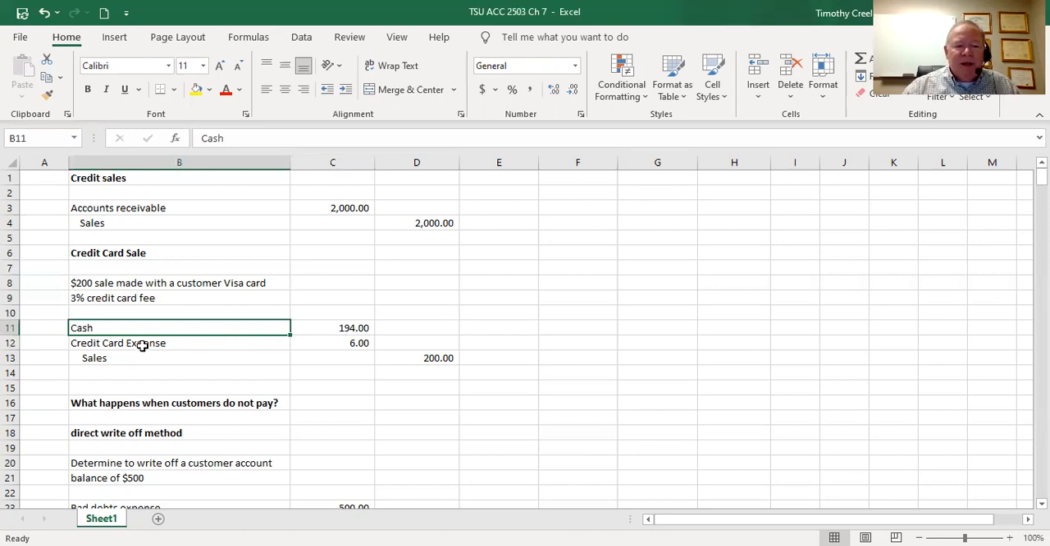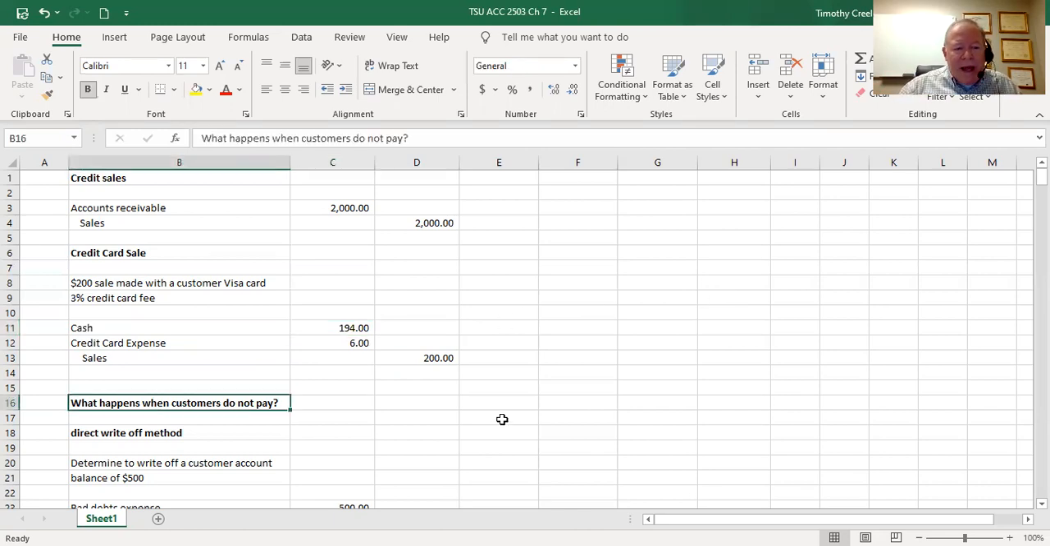The credit card company will just go ahead and take their fee out of the payment. So the company will submit this sale for 200 and then they're going to get back 194, with the fee taken out of what they're getting back from the credit card company. So just think of how credit card sales are handled in terms of a business. And this is a good example right here.